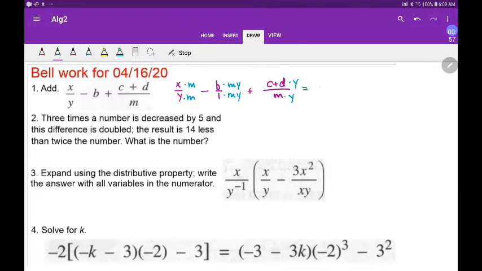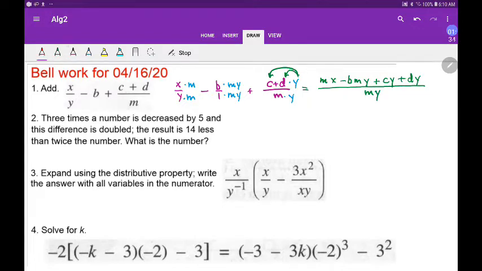Okay, so this is going to be xm minus, well, I should have put that, let's put that in alphabetical order. It just makes more sense if I have to collect terms. I'm going to say mx minus b my plus c times y and d times y, because that's distribution over addition. Multiplication is distributable over addition and subtraction. And then my common denominator, my.